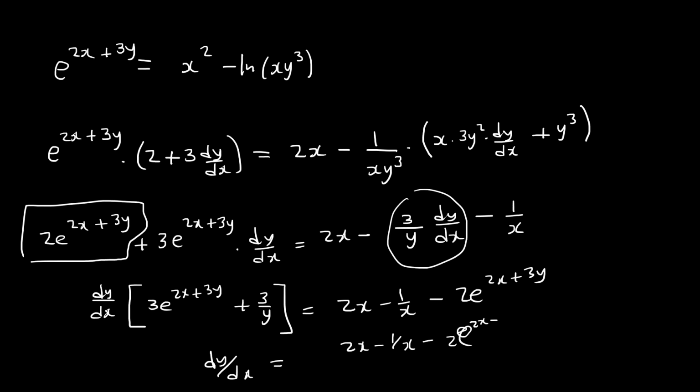Sorry, this is e^(2x+3y). Then we divide by everything multiplying your dy/dx, plus 3 over y. This is your final answer there. Don't simplify again. Okay, this was our last example, so you know what to do.